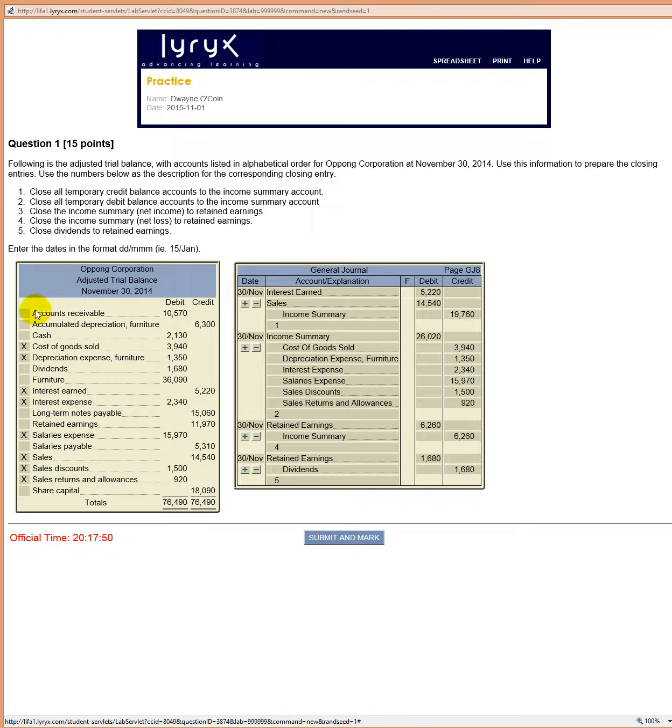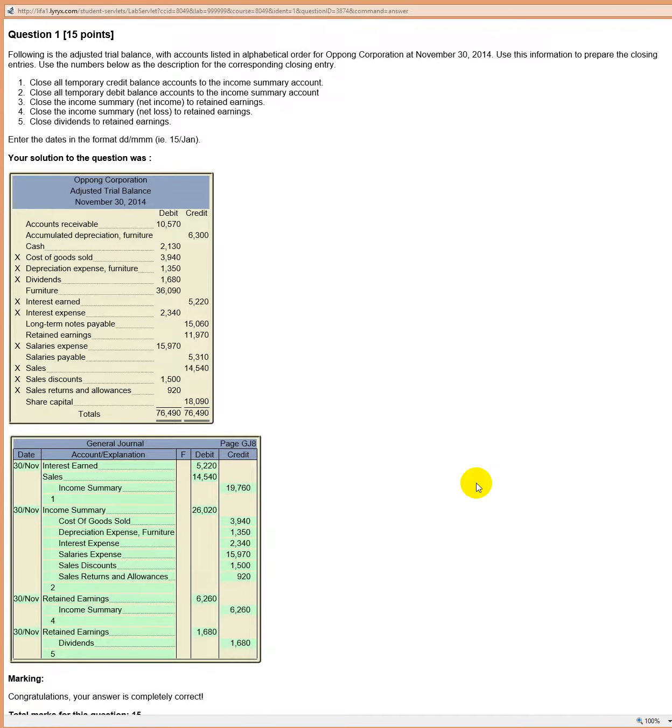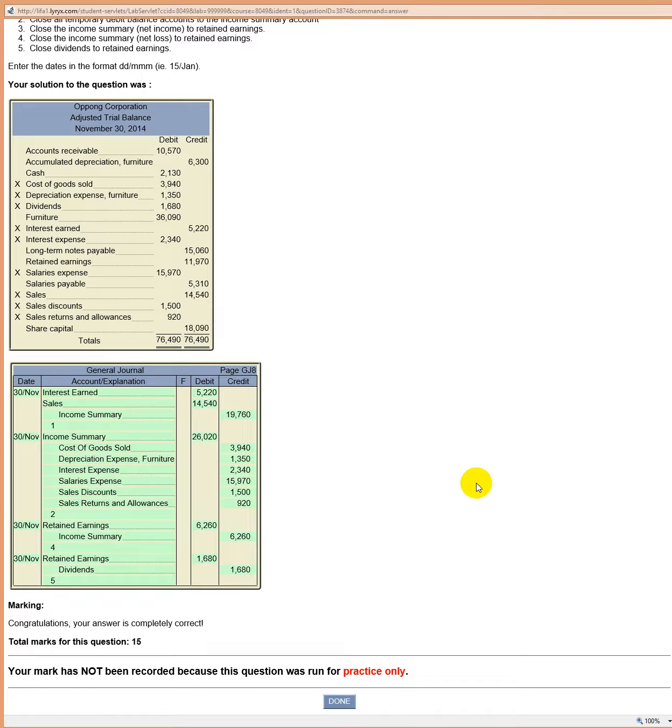And if we quickly scan all of the ones that we haven't checked off here, missed dividends, we can see that they're all balance sheet items. We've taken care of the retained earnings, but that's not really one of the items we need to deal with here. So let's see what Lyrics thought. Lyrics agreed with our entries. We're done.